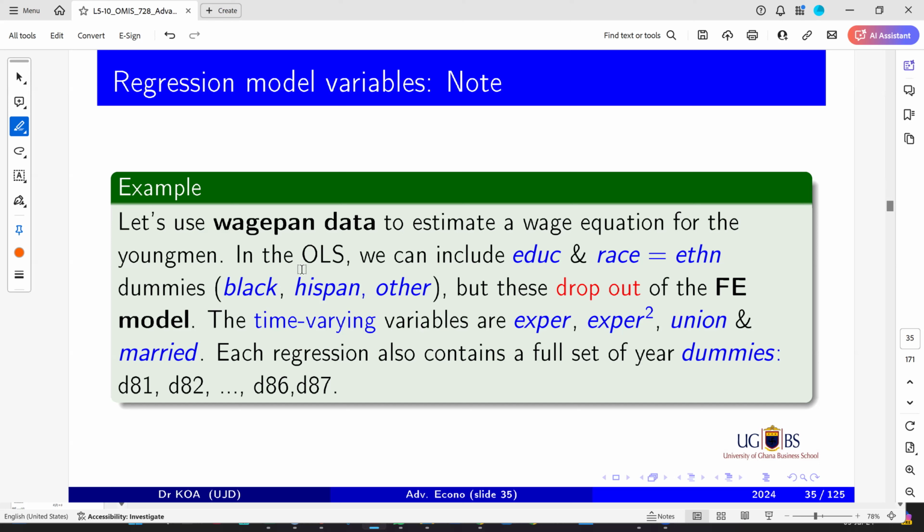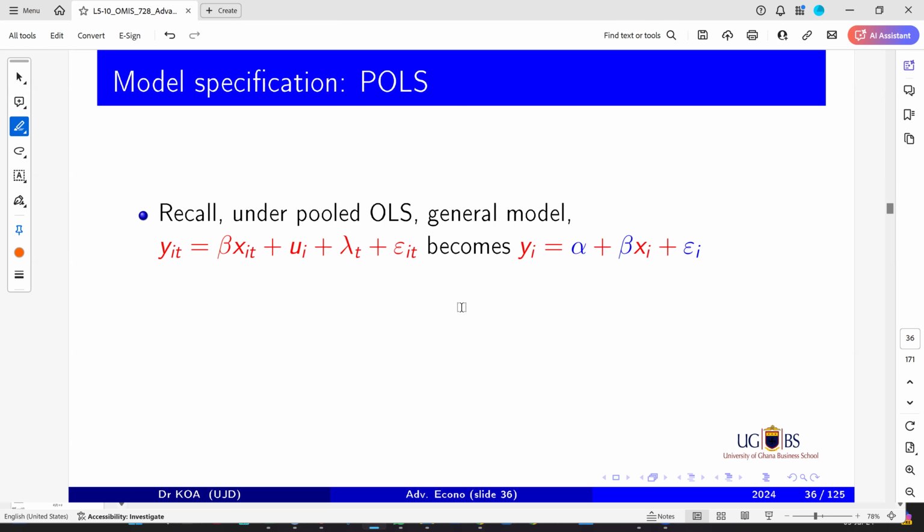But those that are time varying variables, here we are going to include them. Like experience is time varying, experience square. Union is time varying. Remember, they are changing their unionism. Marriage is time varying because we are assuming that this case will marry over the 7-8 year period. And then we'll also include the time dummies. There we go. So let's estimate the model.